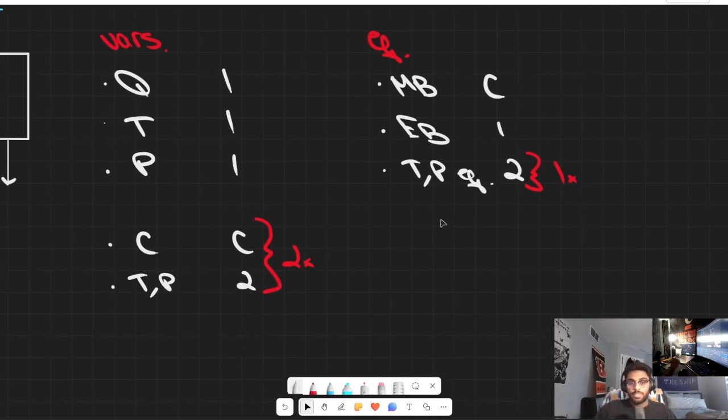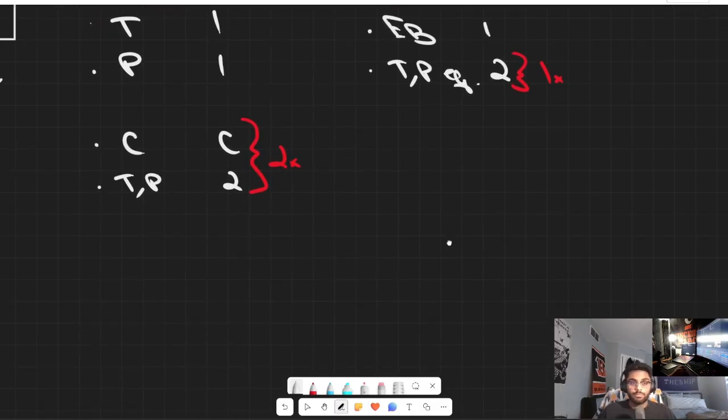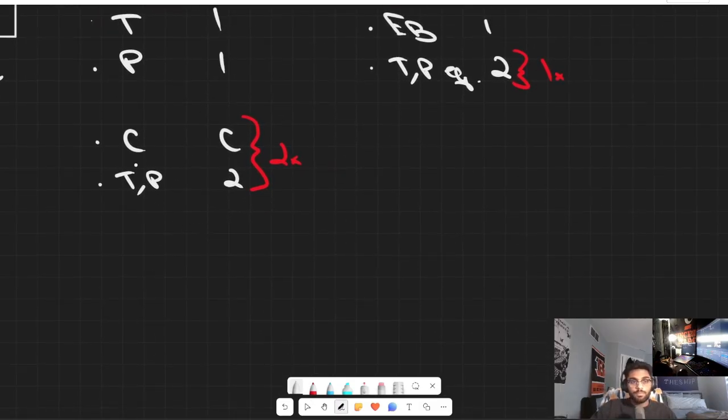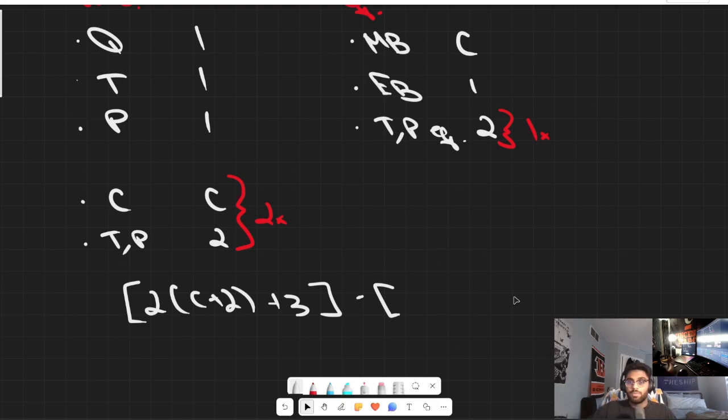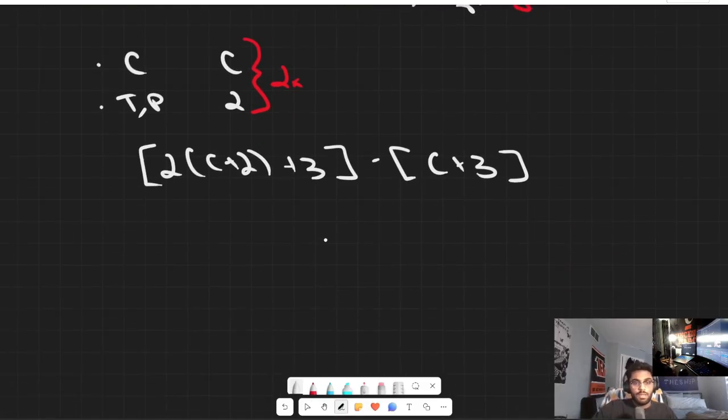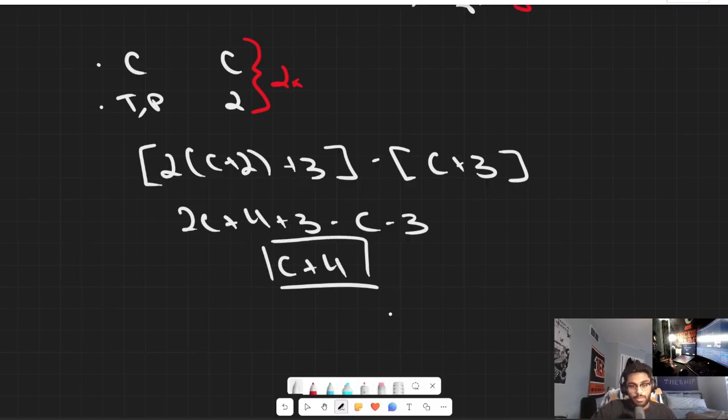So that's why we are missing that vapor liquid equilibrium contribution. So let's total up. We have 2 times C plus 2 plus 3 for our variables, minus C plus 1 plus 2, so C plus 3, right? So we have 2C plus 4 plus 3 minus C minus 3. So we end up getting C plus 4 degrees of freedom for our condenser.